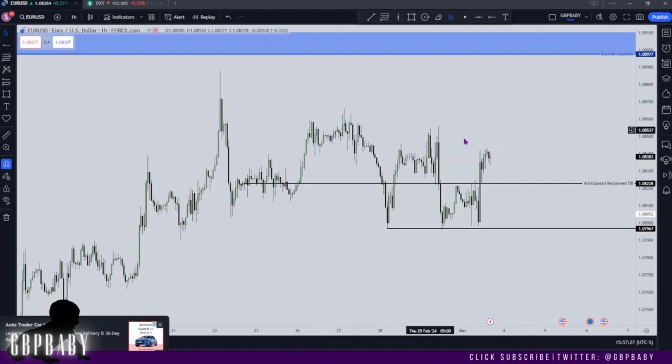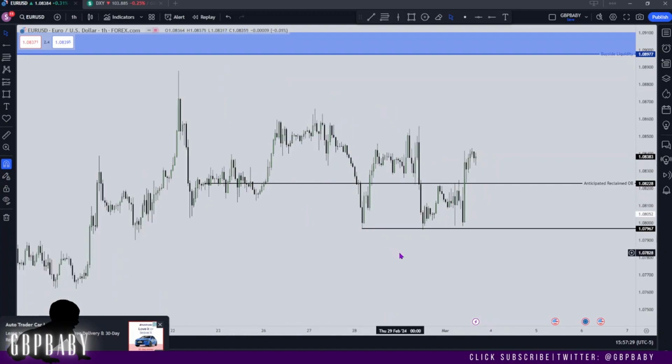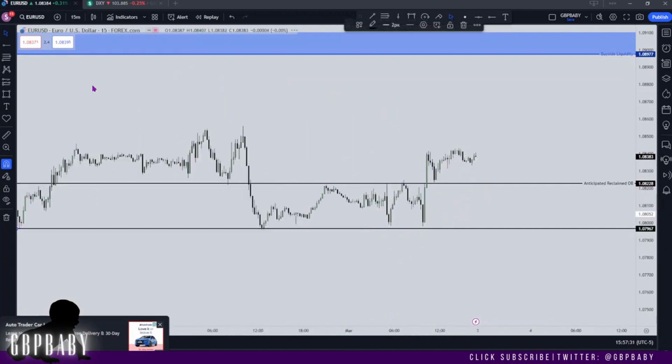Again, all these highs, there's going to be a lot of buy stops residing above there. So it's going to be interesting to see how price trades in the new week.